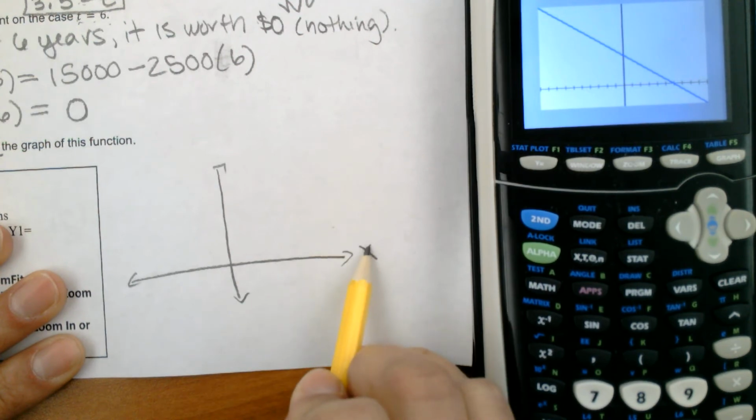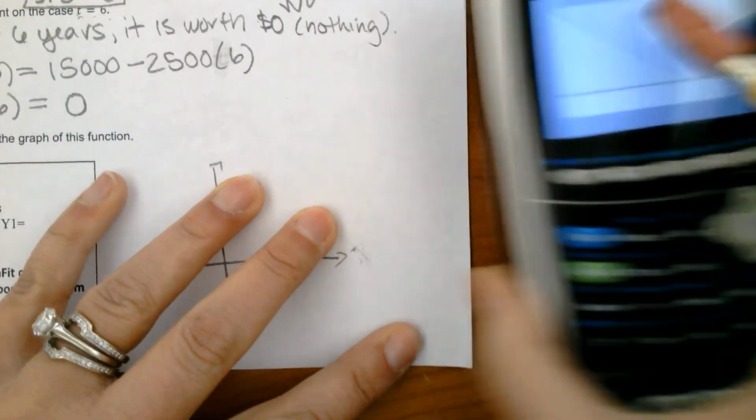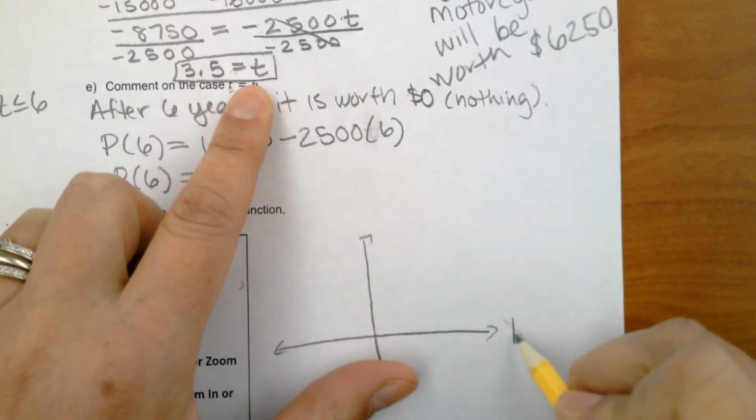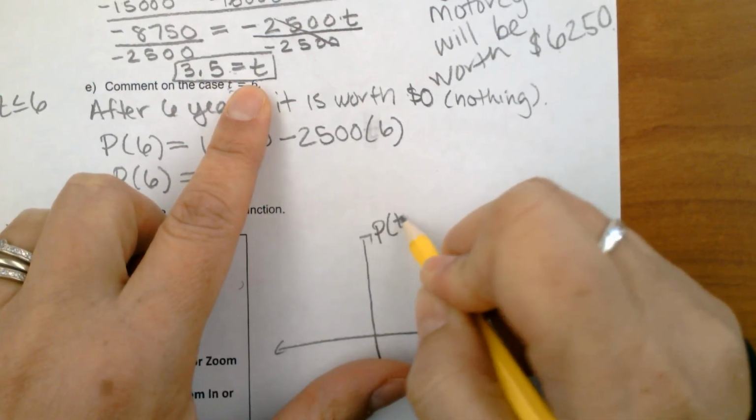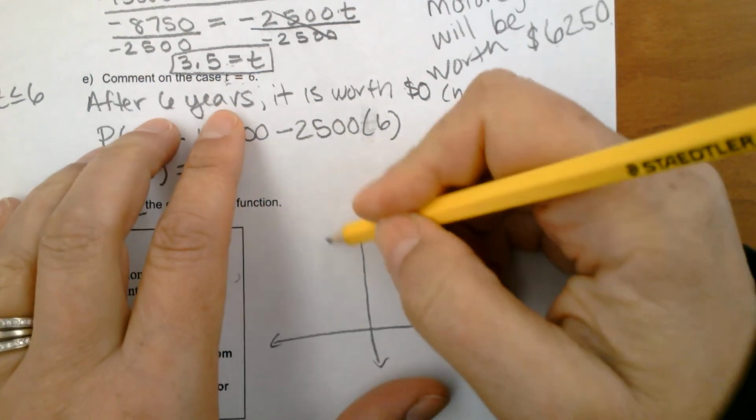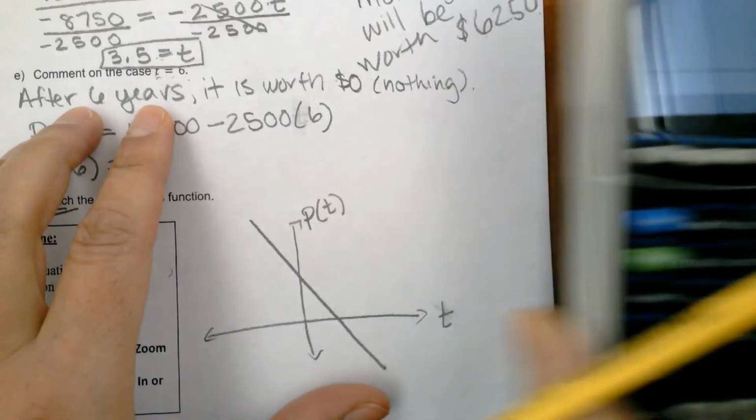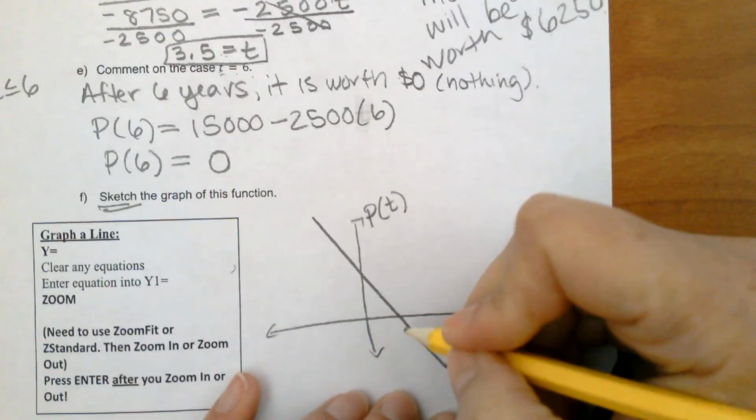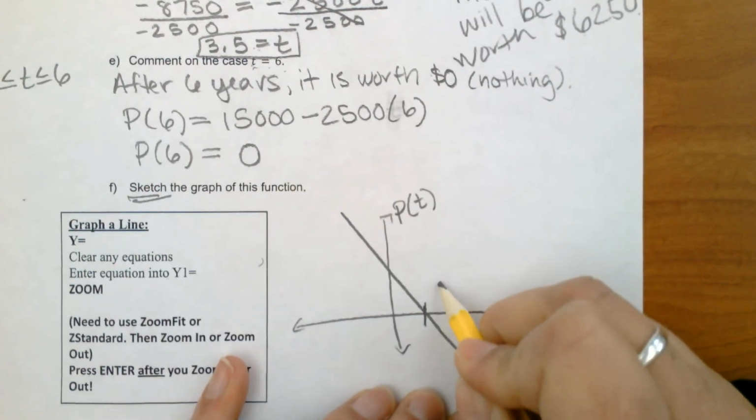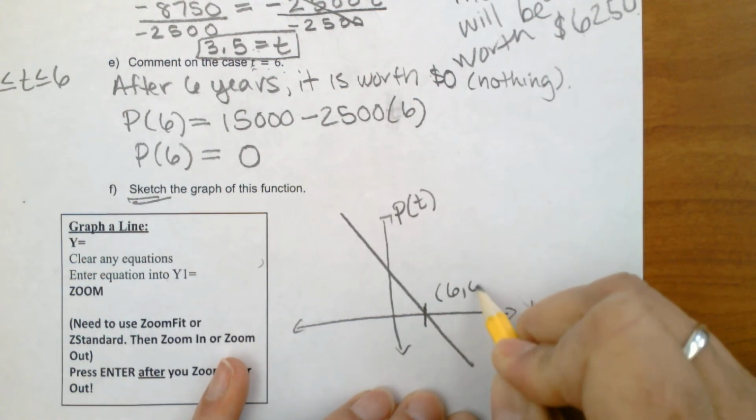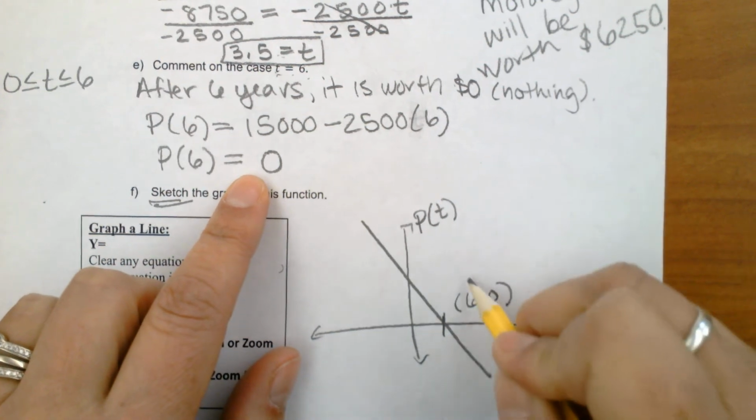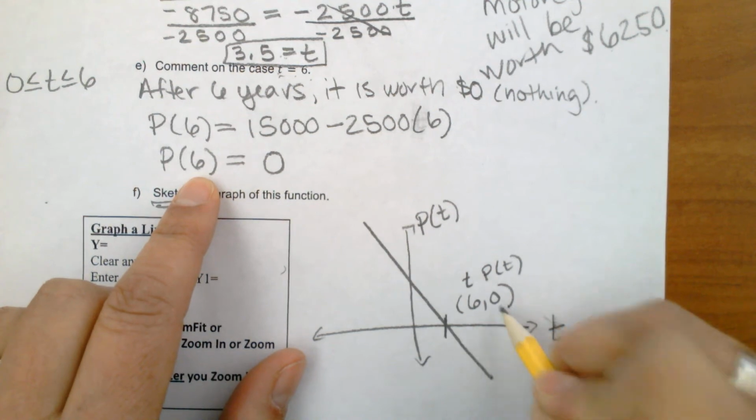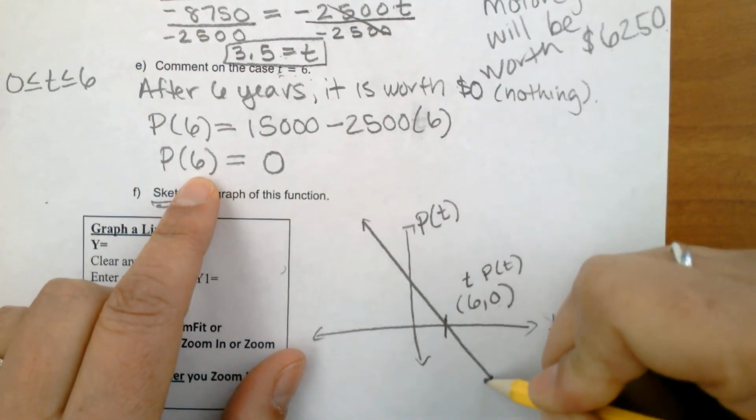And remember, label. So when we label it, let's label it properly. So remember, we have T and we have P of T, okay? And then just like what it looks like on the calculator, right here. And let's label one point. We know this point is going to be 6, 0. We got that from here. Remember, the T is 6. We input 6, and we got an output, or P of T, of 0. It's nice to label a point.